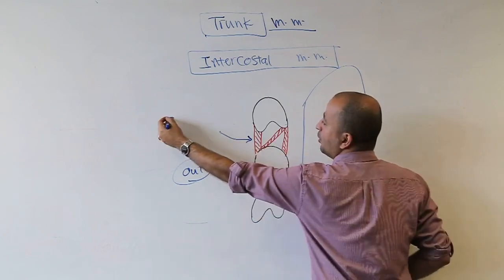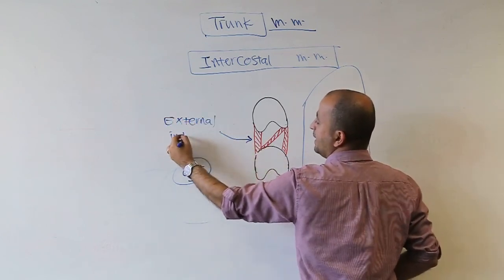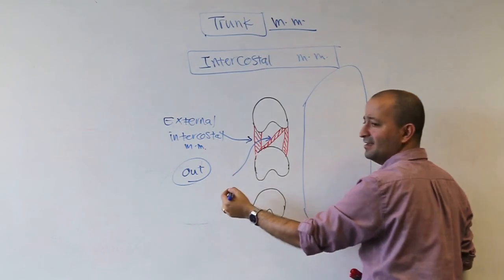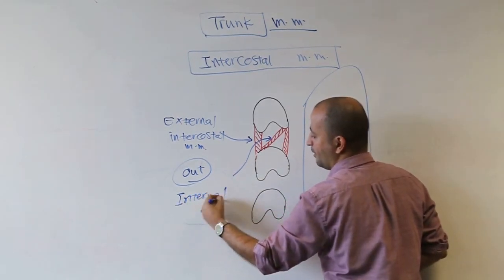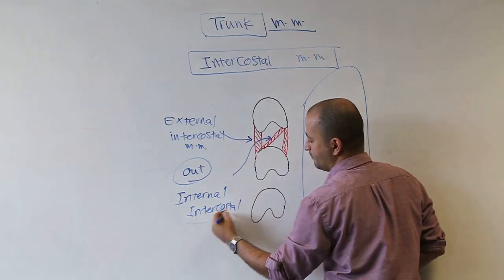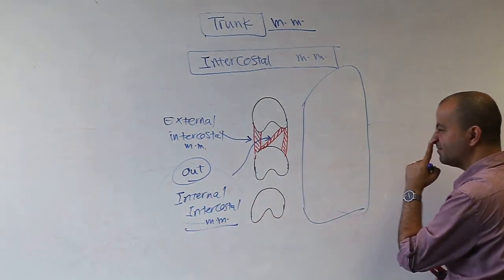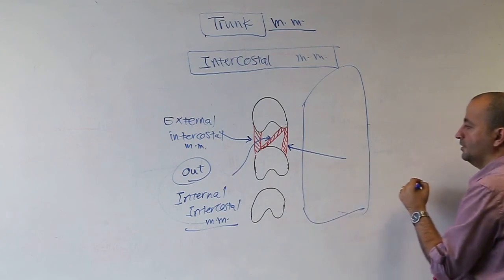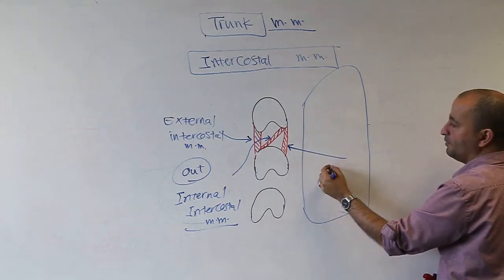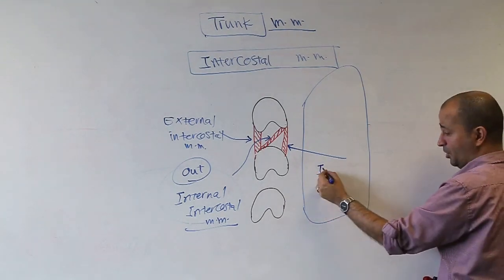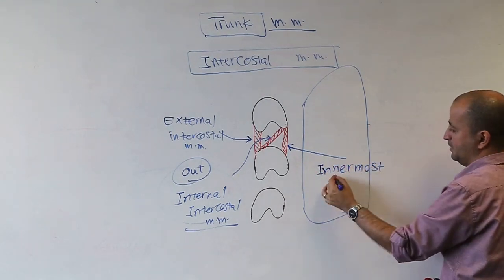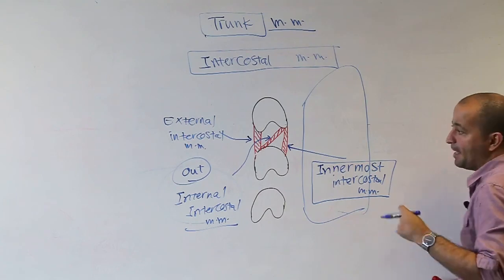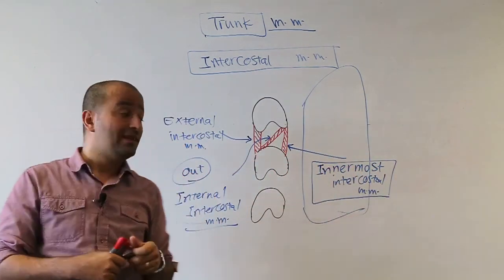So this one is called external intercostal muscles. What is this one? Internal intercostal muscles. M dot means what? Muscle. How about this layer? We call it very internal. The medical word for very internal is innermost intercostal muscles.